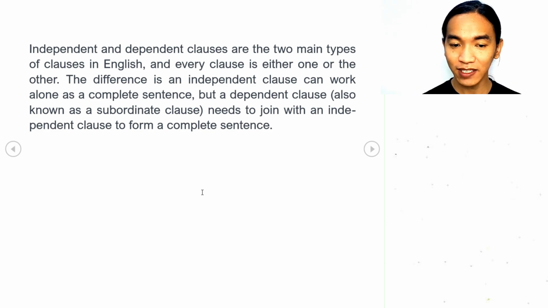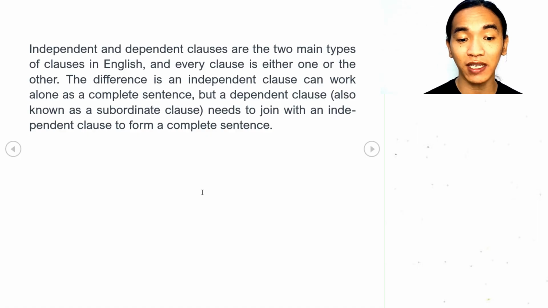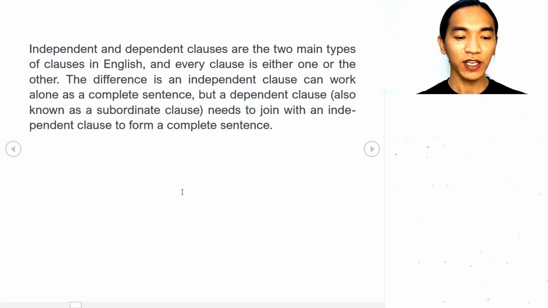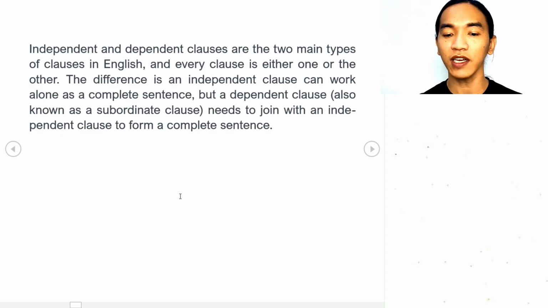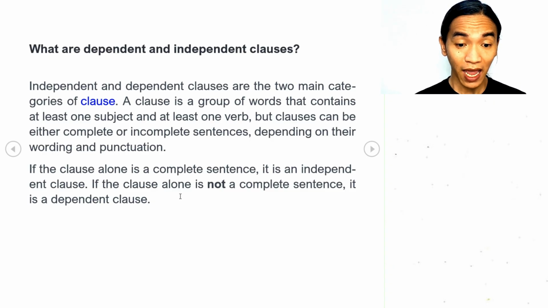As a review, an independent clause can function alone as a complete sentence, so it means it gives you a complete thought. But a dependent clause, also known as a subordinate clause, needs to join with an independent clause to form a complete sentence, or a sentence with a complete thought. I hope we are clear about that and we know how to identify the differences between an independent and dependent clause. Now, in another discussion, let's dig deeper into what dependent and independent clauses are.